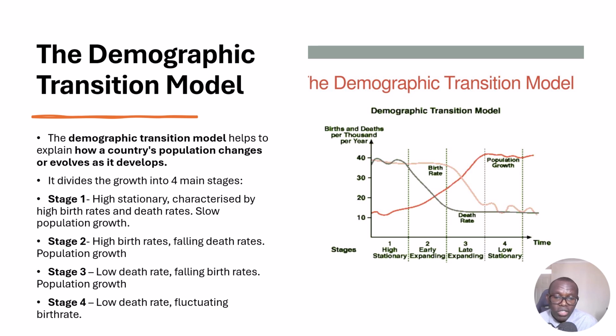Now, the last stage is the low stationary, and here again we have low death rates, and the birth rate is fluctuating. But the population growth has become quite stable. So it's either growing or declining. At this stage, you have countries where the population is growing, but only very slowly, and some countries which may experience negative population growth, where the death rates are a little higher than the birth rates.